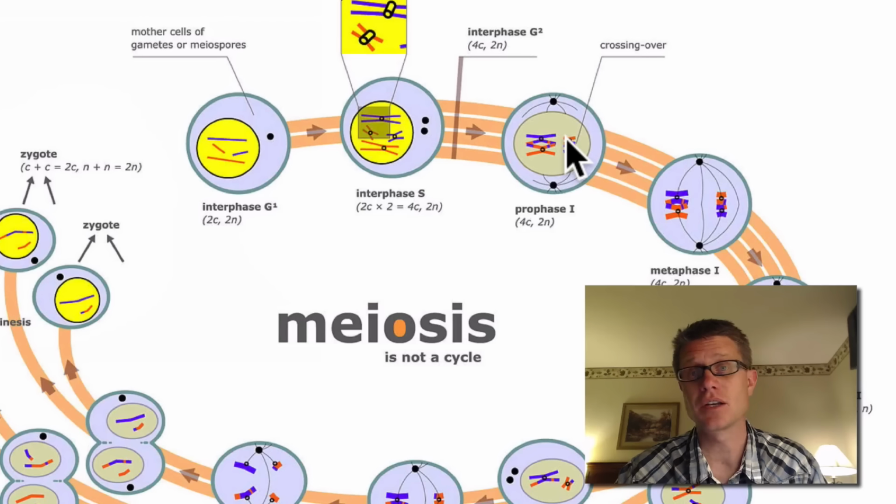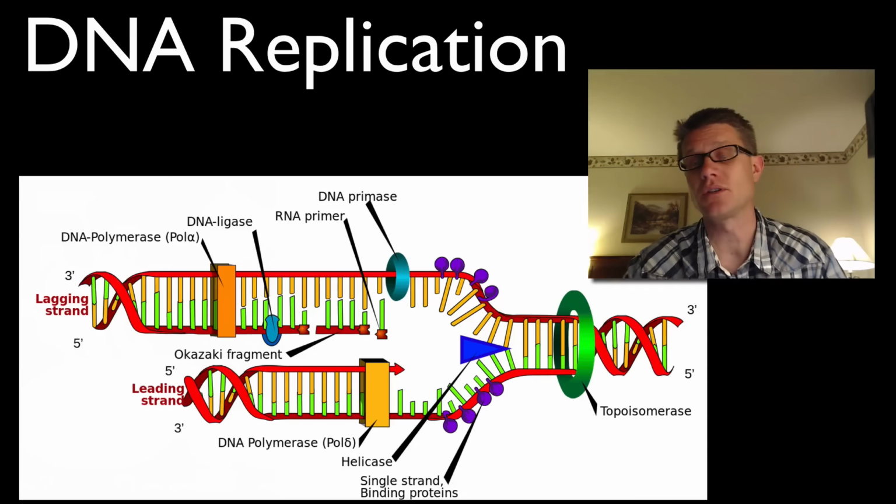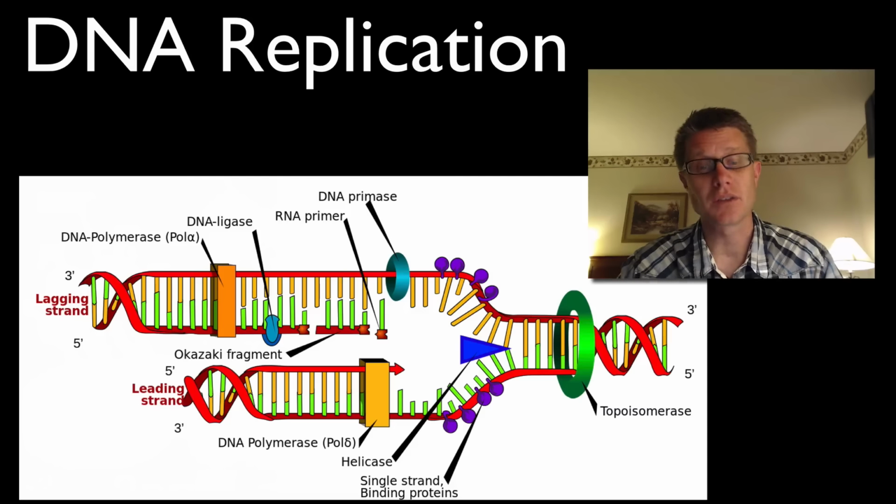They have half the genetic information of that parent cell, and they're going to be totally different from all the other cells. As we go back to the S phase and DNA replication, what happens in DNA replication? In order for mitosis to work, we have to copy all of the DNA before we can equally divide it between the two cells. And so how does that work?